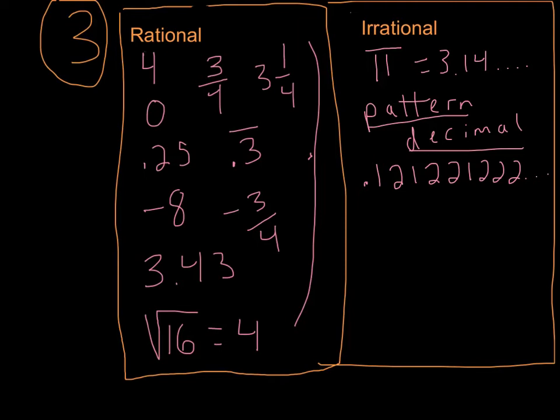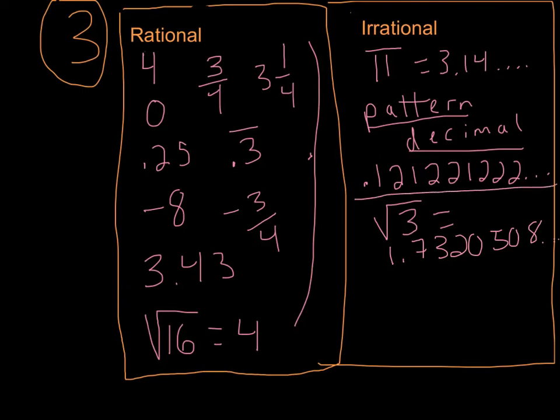The third type is a square root again, and it's a square root of a number that's not a perfect square. So for instance, if you take the square root of 3, and for right now you can use a calculator, when you put that in your calculator, you would get 1.7320508. It just keeps going. And if your calculator screen were bigger, it would just keep going. It would never repeat. It would never ever stop. So that's your third type of irrational.